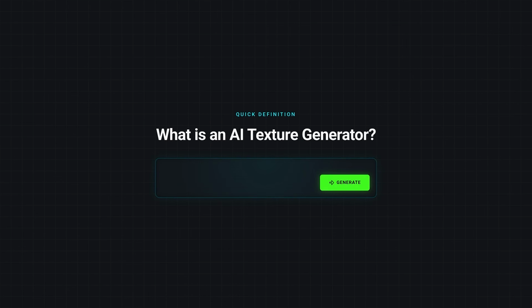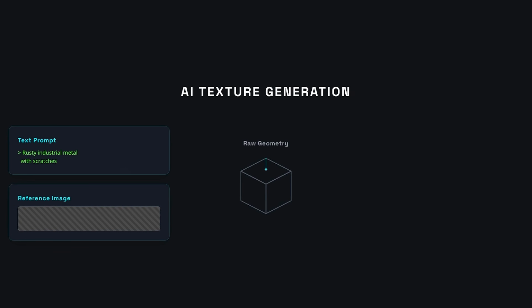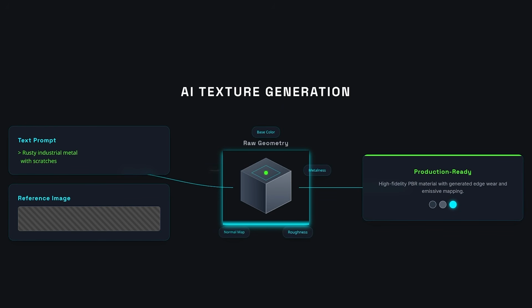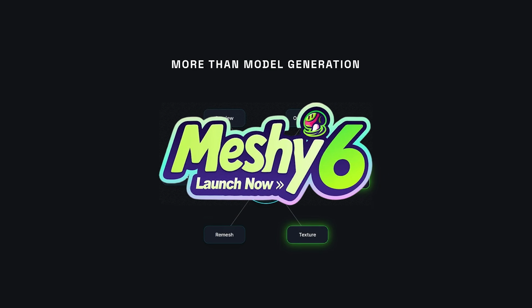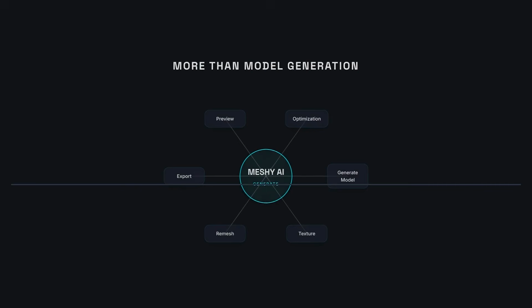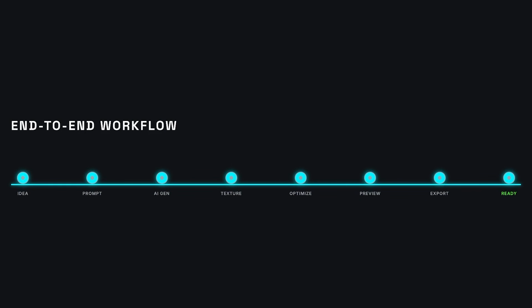Before we start, here's one quick definition. An AI texture generator is a tool that automatically creates or applies realistic textures to a 3D model using text prompts or reference images, helping produce detailed assets much faster than traditional manual workflows. For this project, I'm using Meshy 6, and one thing that immediately stood out is that it isn't just about generating a model. It tries to streamline the entire workflow, from the first idea all the way to a production-ready asset. Let's see how it performs.